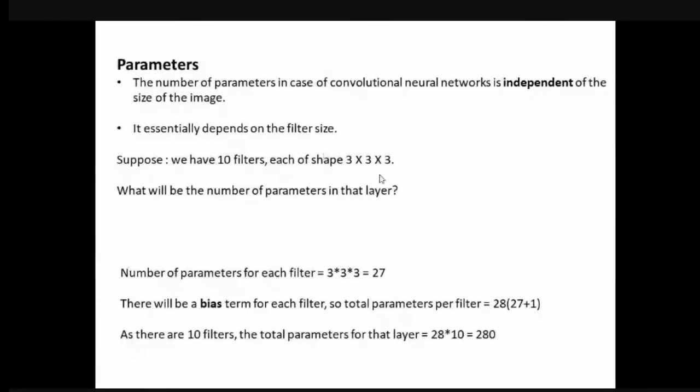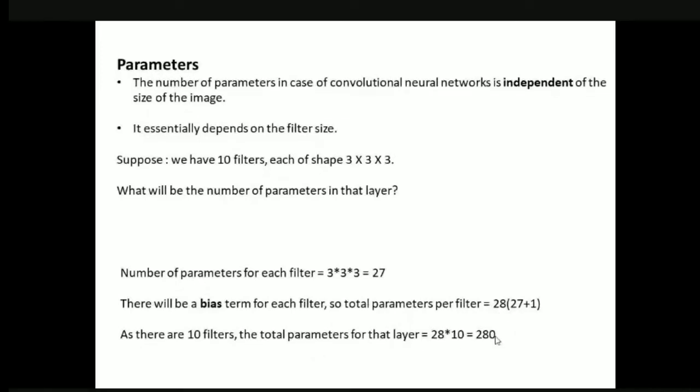For example, we have 10 filters, each of shape 3 by 3 by 3. Now what will be the total number of parameters in this layer? For each filter, how many parameters do we have? 3 by 3 by 3 means 27. And for each and every filter, we will have one bias term also, right? As we discussed, the total parameters per filter will be 27 plus 1, 28. But how many filters are there? 10 filters. That is 28 into 10, which is 280 parameters.